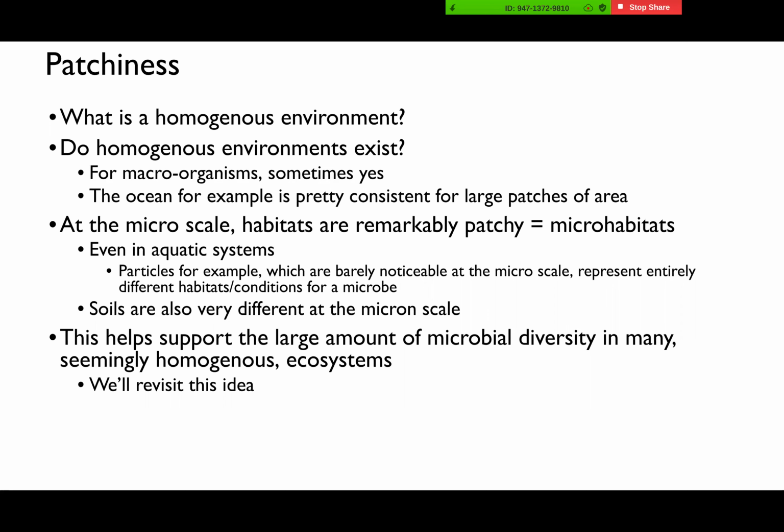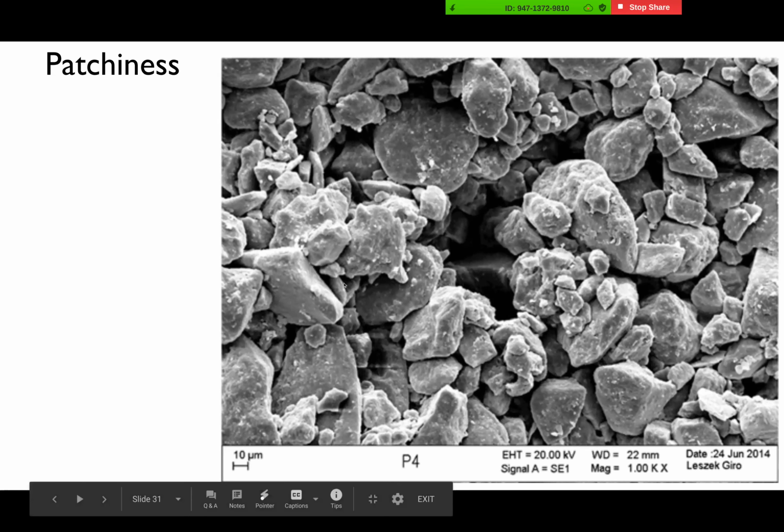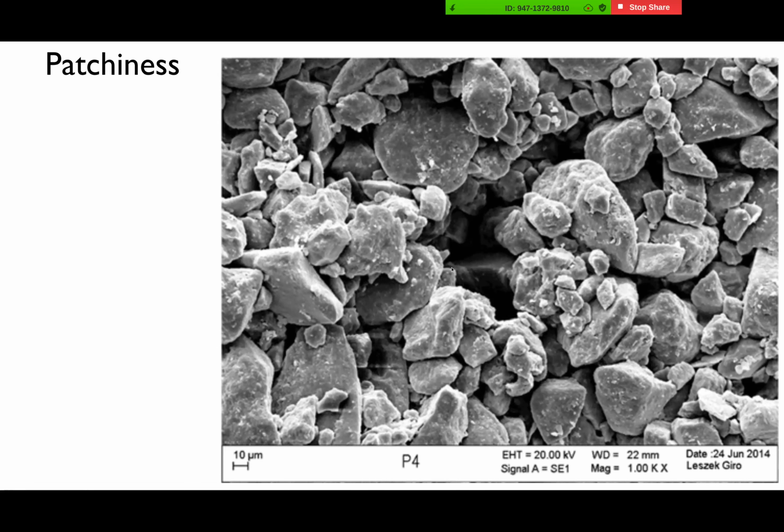So we're going to revisit this idea, but I just want to show you what I mean by patchiness. We have a bunch of soil here, and you'll notice the scale here is 10 microns, so not a very huge sample size we're looking at, a few hundred microns across. But what you'll notice is that there's lots and lots of variability at the small level, right? You can imagine this little spot right here is very different from what's over here, right? And this is the patchiness we're talking about.